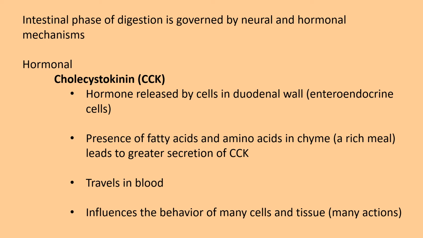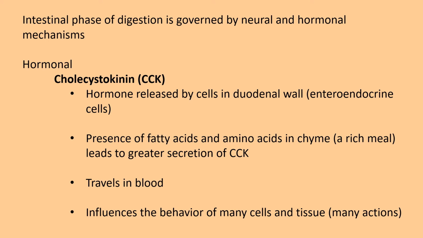The intestinal phase of digestion also involves the secretion of a hormone, cholecystokinin, and this is our second gut hormone that we're covering along with gastrin, and we are not covering any other gut hormones, but they do exist. So cholecystokinin is also known as CCK, and it's a circulating hormone, meaning it travels in your blood, and it's produced by enteroendocrine cells that are part of the mucosa of the duodenum. So these are hormone-producing cells that are part of the lining of the first region of the small intestine.